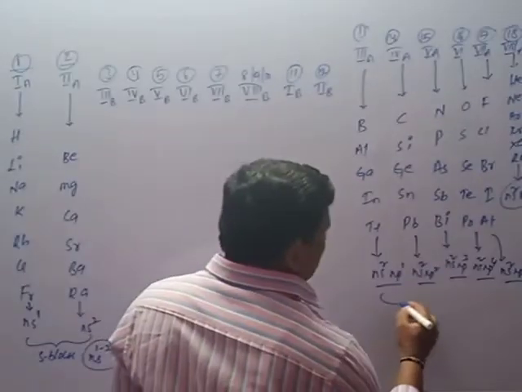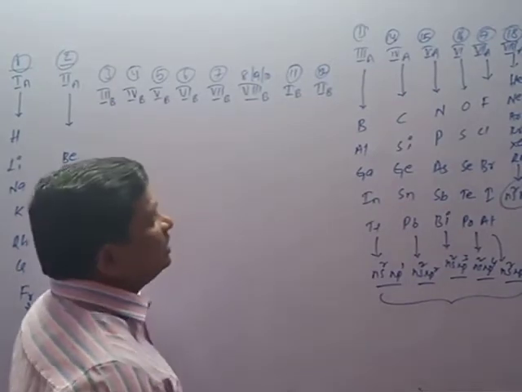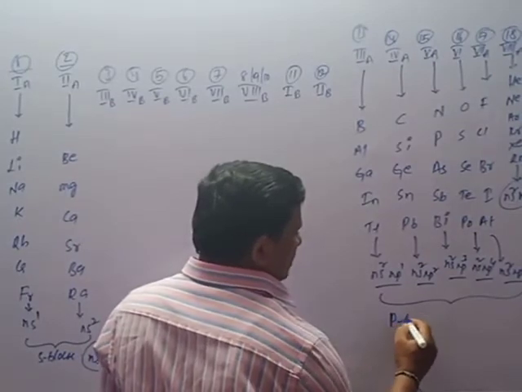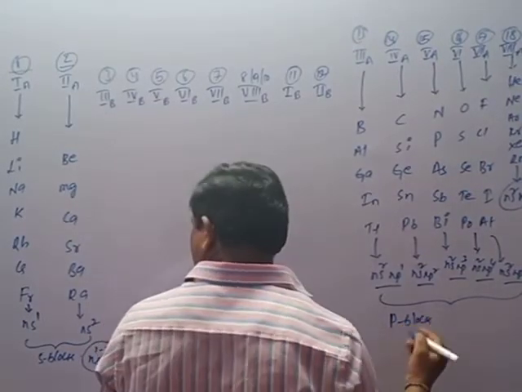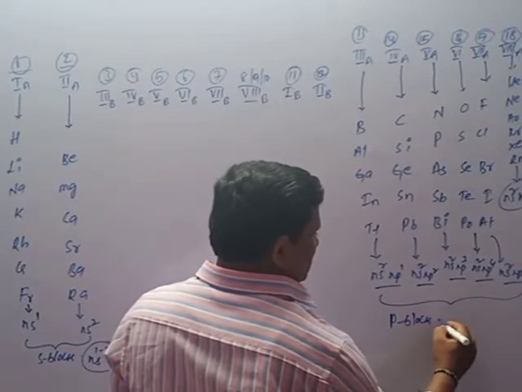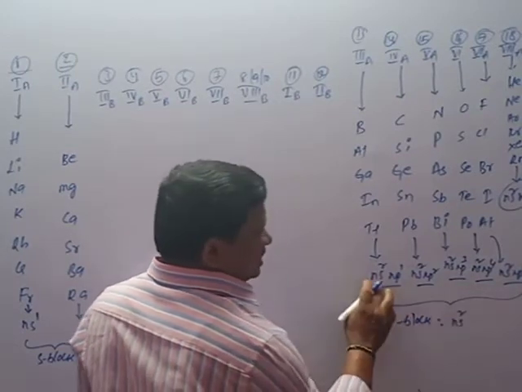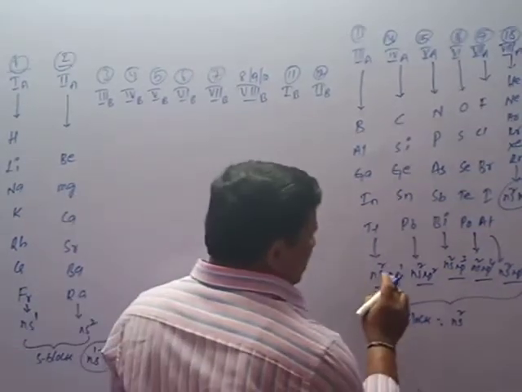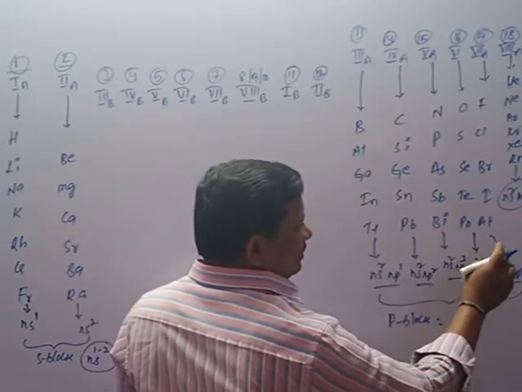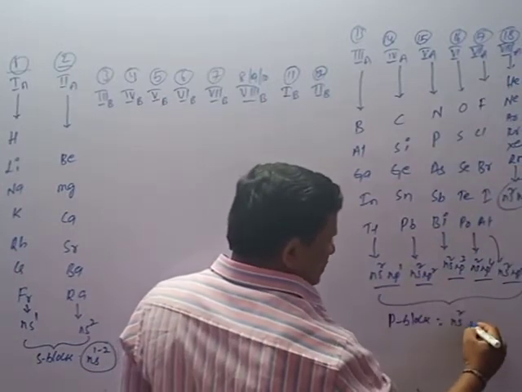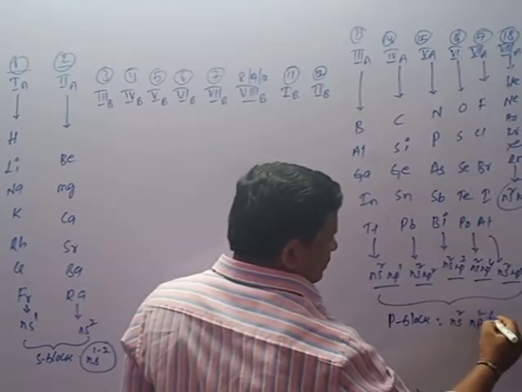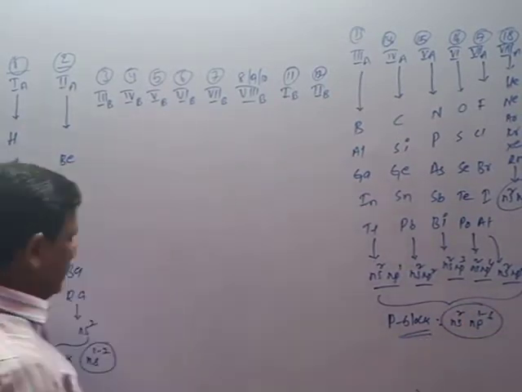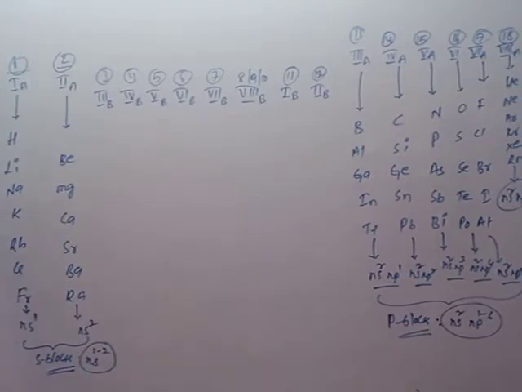Now the 13th group to 18th group, or third A group to 8th A group, is known as the p block elements. What are p block elements? Its general electronic configuration is ns2 np1 to np6. So these are the p block elements, and the earlier ones are the s block elements.